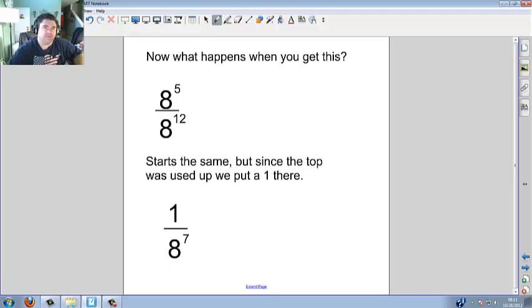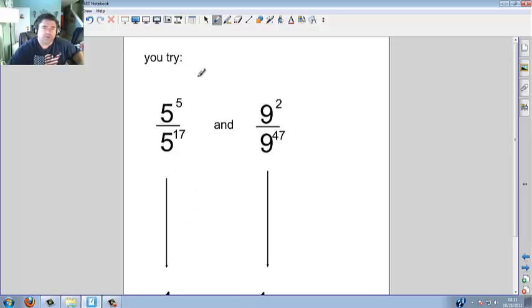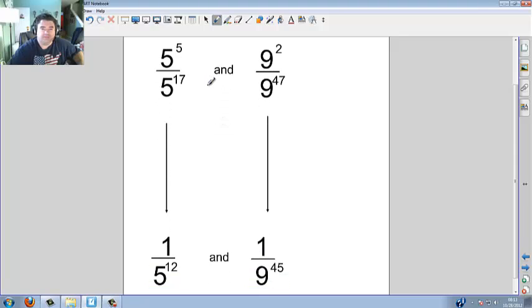Pretty straightforward. Now what happens when you get this? When you get 8 to the 5th power over 8 to the 12? Well, now the bottom wins by 7. Since I have to put something on the top, you just put a 1. That's all you have there. You try, go ahead. Did you get these? Hope you did.